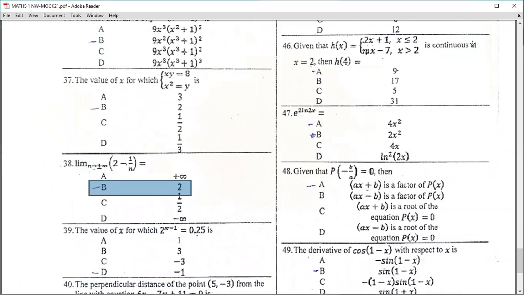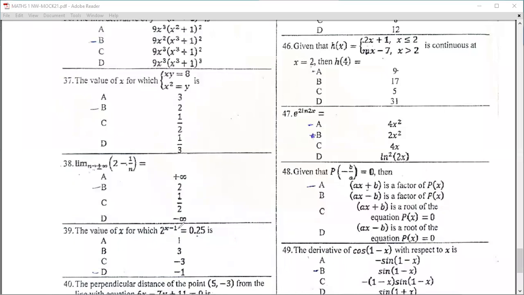Question 39. We have the value of x for which 2 to the power x minus 1 equals 0.25 is, and normally we know that 0.25 is the same as 1 on 4.